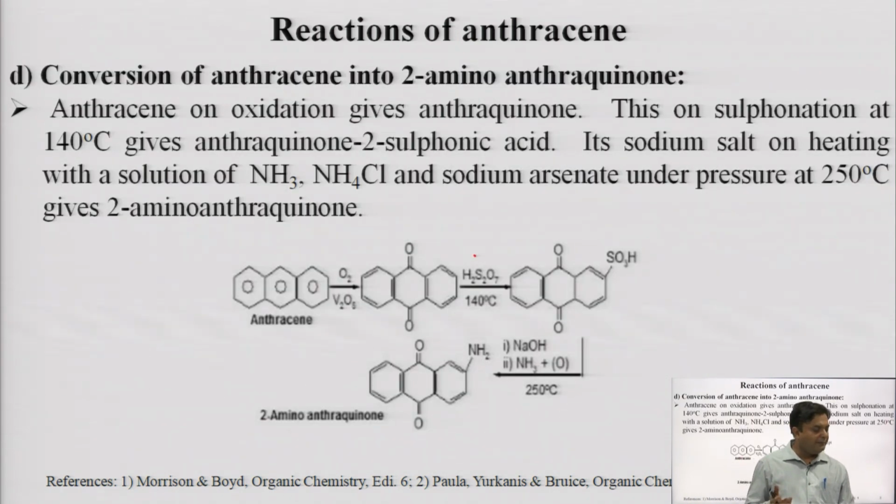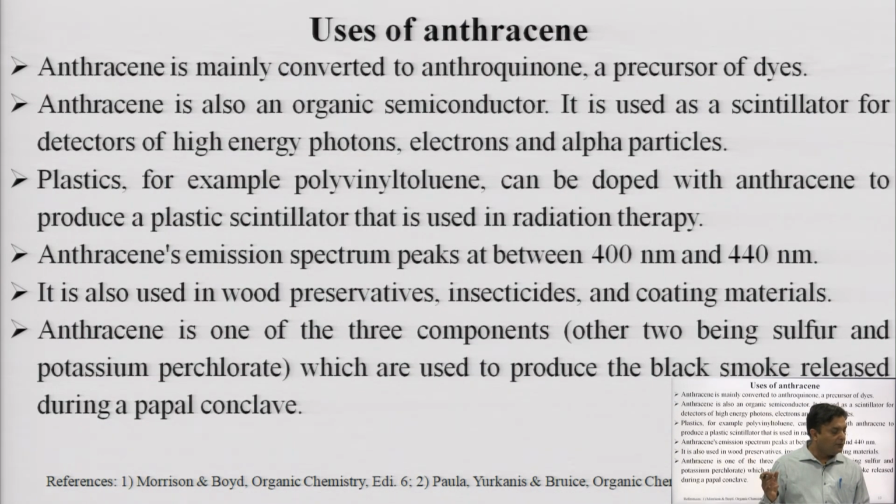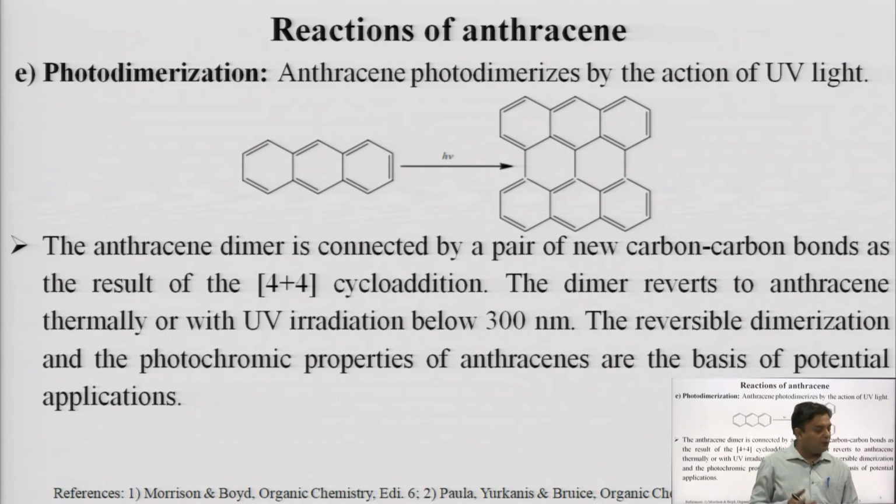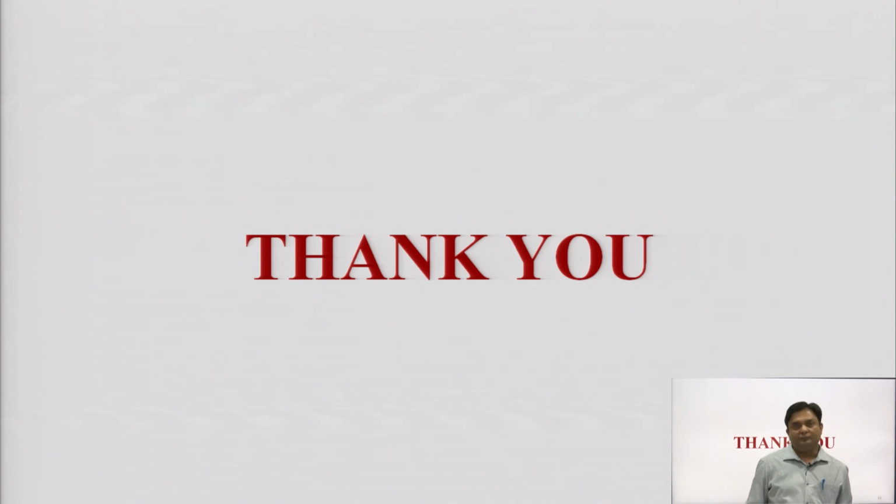Halogenation takes place at the 9-10 position. It can be done with bromine as well as chlorine. In halogenation, the first product we get is the monosubstituted product. When we go further, we get the disubstituted product. The most important reaction is photodimerization. In the presence of UV light, anthracene dimerizes, and it is a reversible reaction in the presence of thermal energy. So, this is all about anthracene.